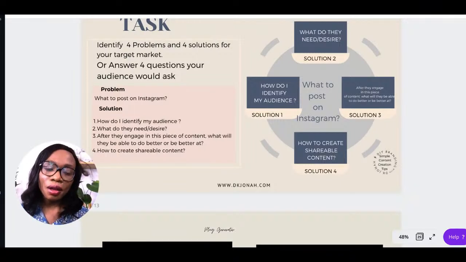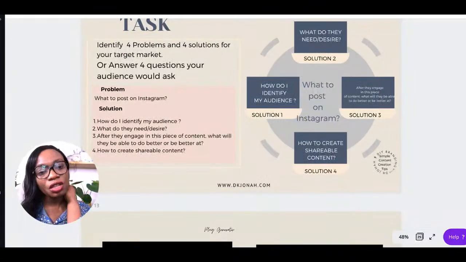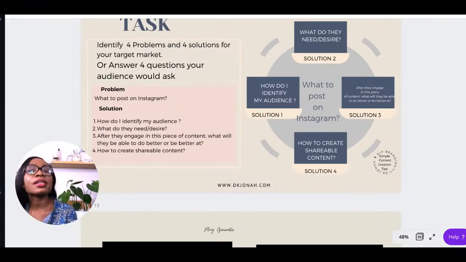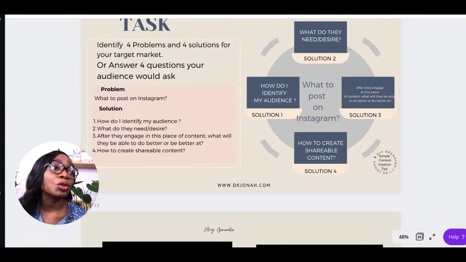So I have talked about my own problem. If anybody wants to give a problem their target audience go through, that's fine. But before you do that, I will talk about mine. Mine, think about, oh, what do I post on Instagram? I don't know what to post. What should I post? What will people like?